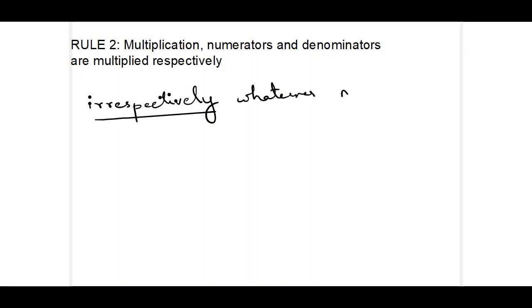So here it is multiplication. Multiplication is very simple, irrespective of denominator and numerator. We won't check. While adding or subtracting, we need to check the denominator part, but here we don't consider whatever the number is, we can just multiply it.